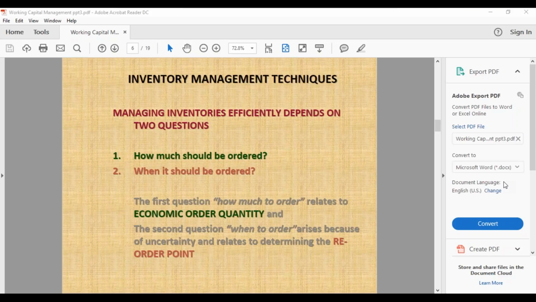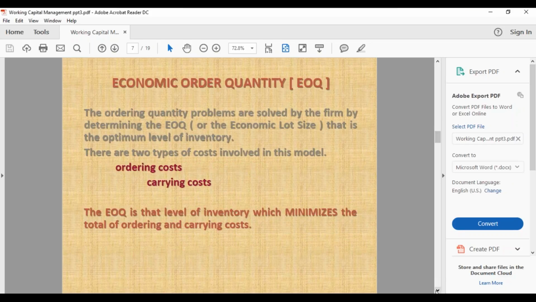So the first question is what is economic order quantity? How much order should be placed depends on the economic order quantity, and then when to order. The second question, when to order, arises because of uncertainty and relates to determining a reorder point. The ordering quantity problems are solved by the firm by determining the economic order quantity. As we saw, too much inventory is not good and too little inventory is also not good. We need to strike the right balance between the two so that we have the optimum level of inventory.